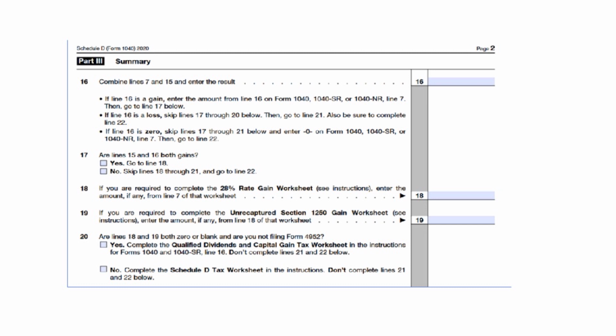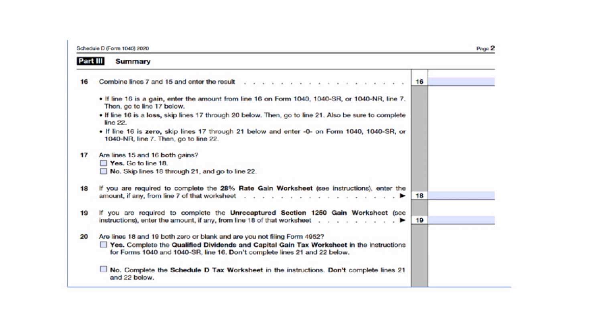If line 16 is a gain, you enter the amount from line 16 on Form 1040, 1040-SR for seniors, or 1040-NR for nonresidents, on line 7. Then you go to line 17 below. If line 16 is a loss, you skip lines 17 through 20 below. If line 16 is 0, you skip lines 17 through 21 below and enter 0 on Form 1040, 1040-SR, or 1040-NR, line 7. Then you go to line 22. Line 17 asks if lines 15 and 16 are both gains. If yes, you go to line 18. If no, you skip to line 22.